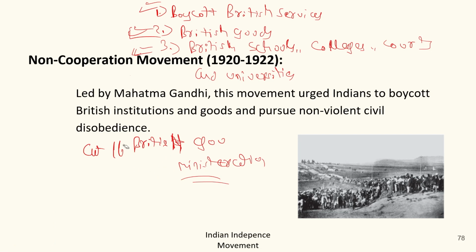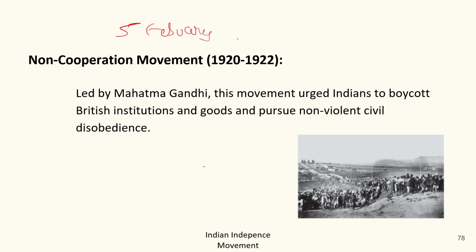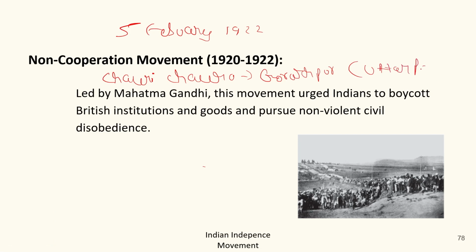But what happened? The movement was going good at that time. Various things were happening, and the Britishers were facing pressure from the Indian side because they were not able to run their administration smoothly. But what happened on 5 February 1922? There is a place called Chauri Chaura at Gorakhpur, Uttar Pradesh.